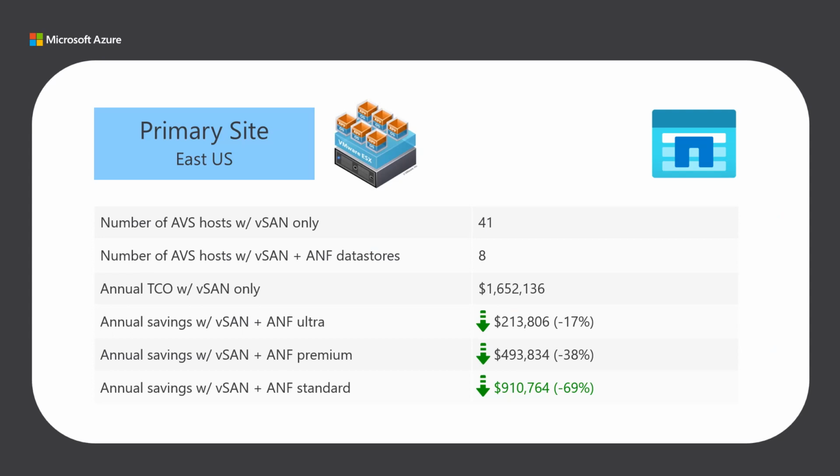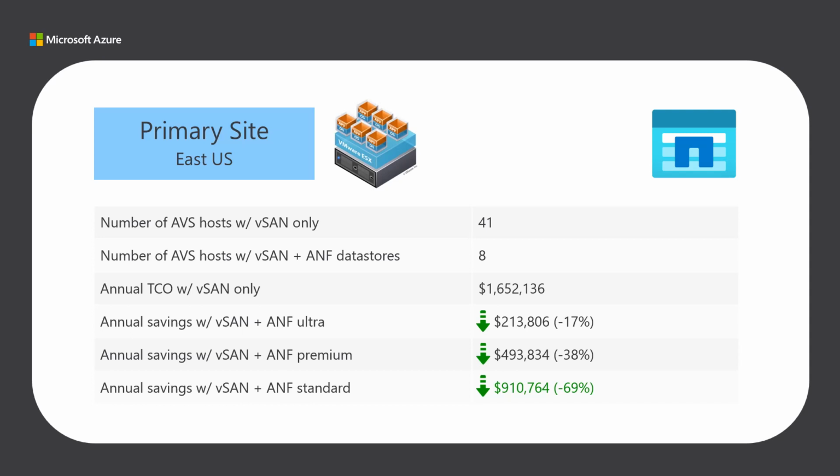Let's summarize the results of the TCO estimator. If they were to use vSAN only, they would need 41 AVS hosts to accommodate this workload. We can reduce that host count down to 8 if we add some ANF data stores. As you can see, there are some pretty significant savings to be had. We can save this customer almost $1 million annually if they choose the Azure NetApp Files standard tier.